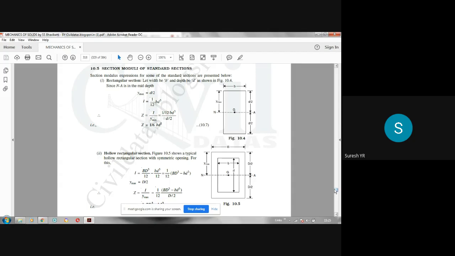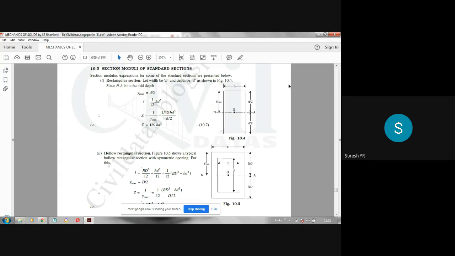And we have derived the pure bending equation in the standard form, M by I is equal to F by Y is equal to E by R, with suitable notations. And also we observed that maximum bending stress occurs in the farthest fiber from the neutral axis. So as Y, the distance from the neutral axis, increases, stress also will increase, maybe tensile or compression.